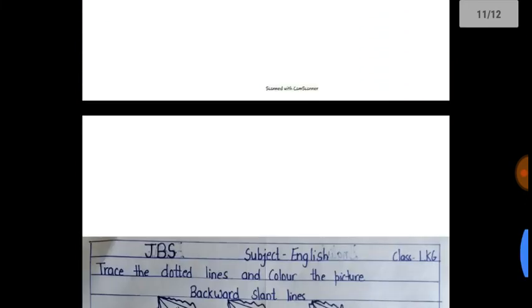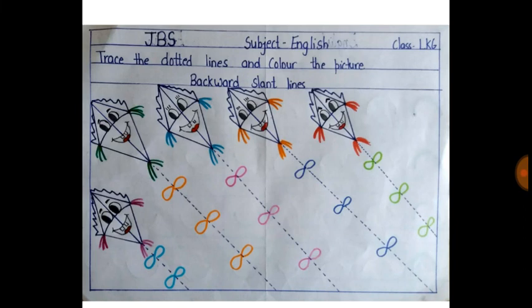Now the last one is the backward slant line. So parents, in this you can tell them about the shape of kites, and kites are flying in the sky with the help of thread. So children, what you have to do? You have to trace the backward slant line, you have to trace the thread and name the strokes. After completing your tracing, you have to color the kites. Okay students?